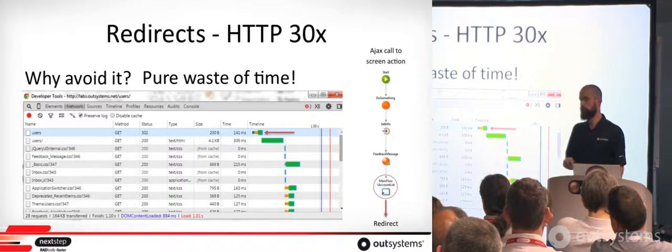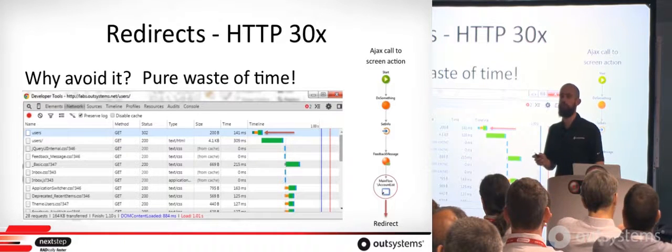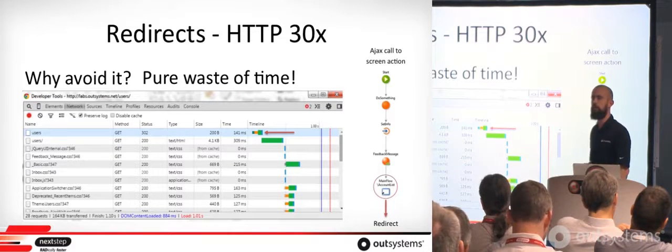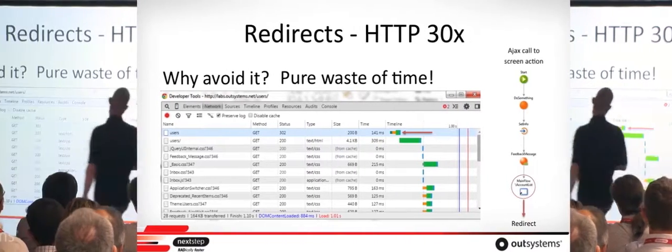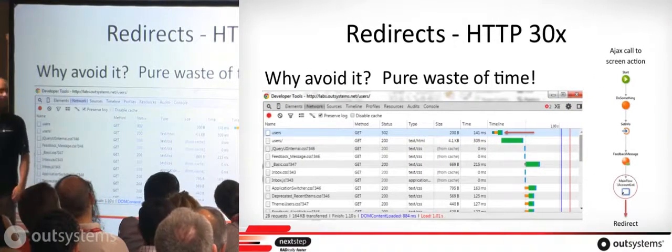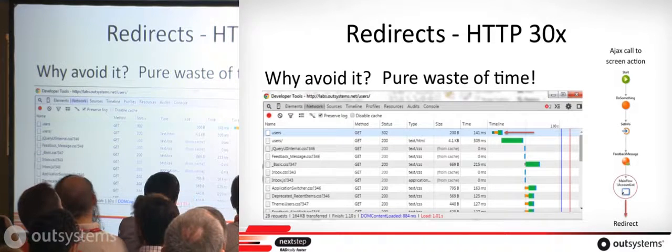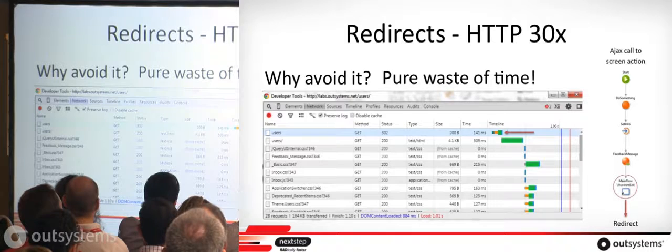In our application, where does this actually show up? Well, when we have a screen action that is called by a button through an AJAX, what happens when the screen action has the End node? Well, this will cause a redirect. So this is something that we should avoid.